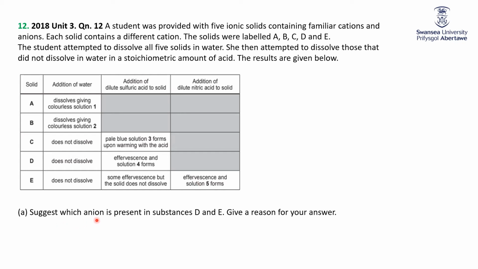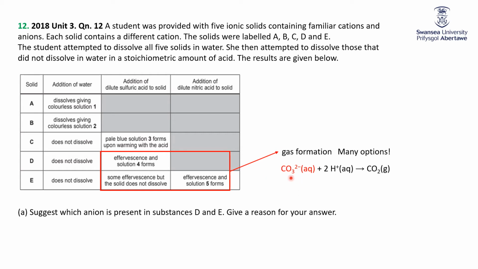So the question is, first of all, what anion is present in substances D and E? Well, D and E in both cases give you effervescence when you add an acid to it. Effervescence is indicative of gas formation. Now, there are quite a few anions that make gases when you add acid, but as far as A level is concerned, the only one of interest is carbonate, or hydrogen carbonate, but we'll stick with carbonate, which gives CO2. So that tells us that what we've got in D and E is carbonate.